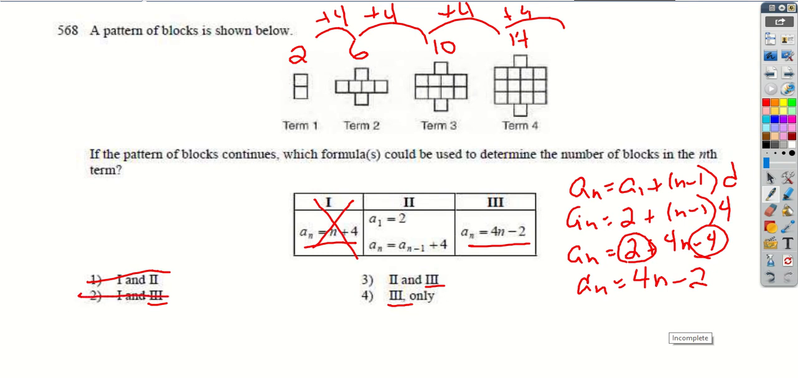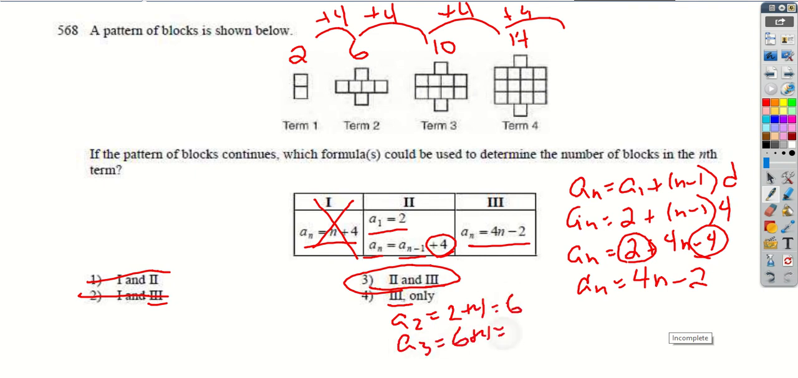So the question is, does this sequence work if the recursive, is 2 the first term? Yes. If I take every term and take the term before it and add 4, will I get my sequence? Yes. So we want to choose terms 2 and 3. And if you're not sure, just do it. So if I do A2, does that equal A1 or 2 plus 4? Does that equal 6? Yes, it does. A3, does that equal 6 plus 4? Does that give me 10? Yes, it does. So that's how you can check it.